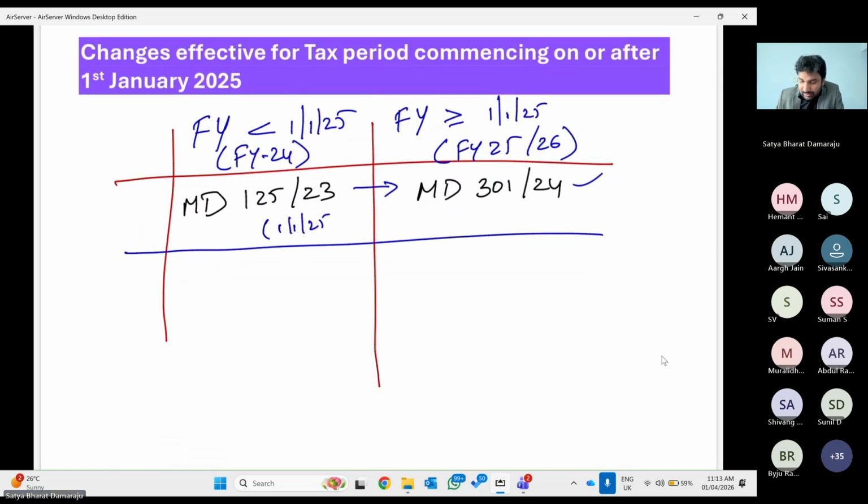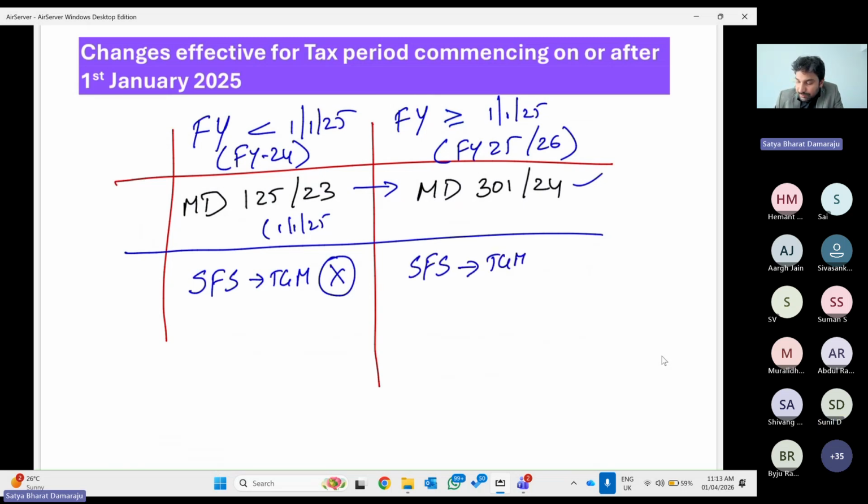Number 2, do we need to create SFS, the standalone financial statements of each tax group member? Previously it was not at all a requirement. Whether we create it or not, it was up to us. But now standalone financial statements of each tax group member should be prepared. Standalone financial statements should be prepared as per IFRS or IFRS for SMEs. So these are further changes.